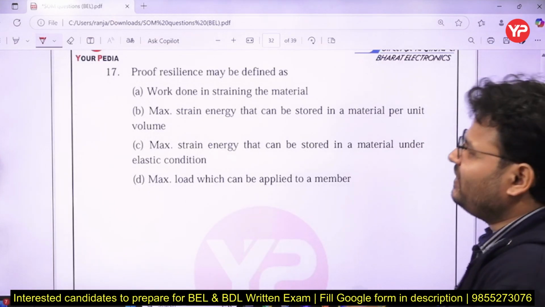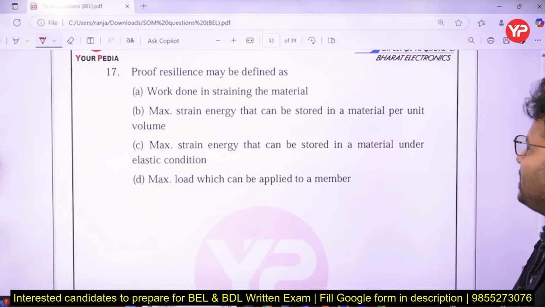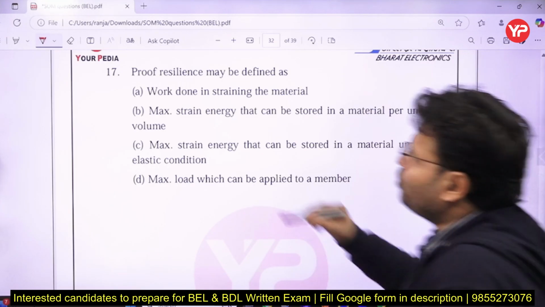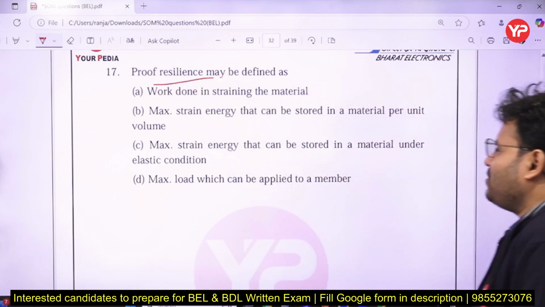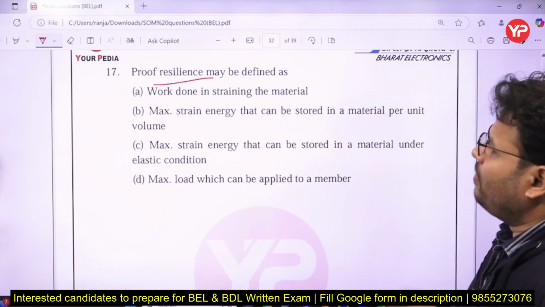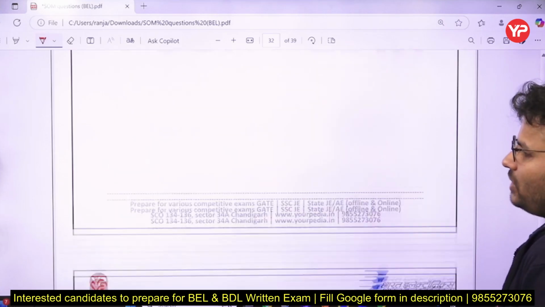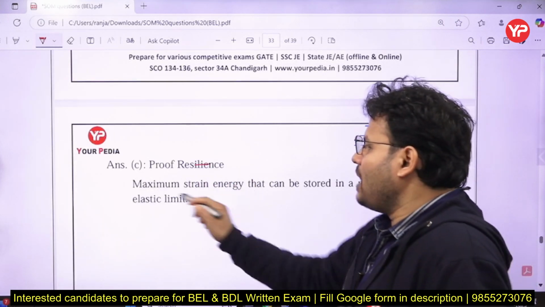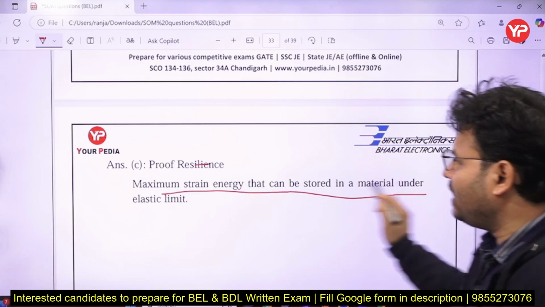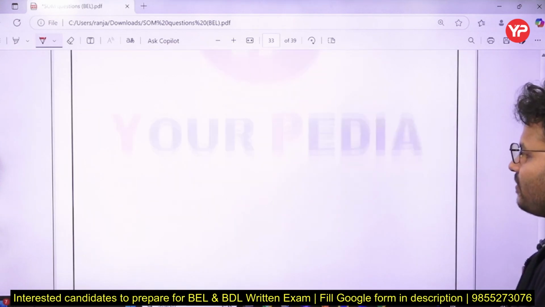Next, proof resilience may be defined as work done in straining the material, maximum strain energy that can be stored in a material per unit volume, maximum strain energy that can be stored in a material under elastic condition, maximum load which can be applied. So what is the proof resilience? Maximum strain energy that can be stored in material under elastic condition. Yes, my dear friends, that is the right answer. That is called proof resilience. C is the right answer.